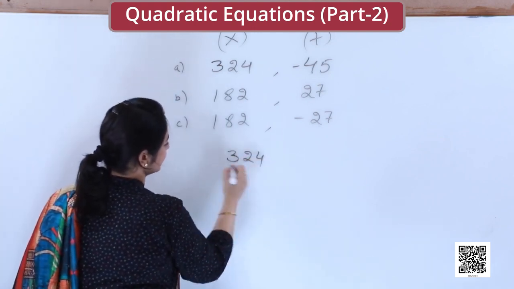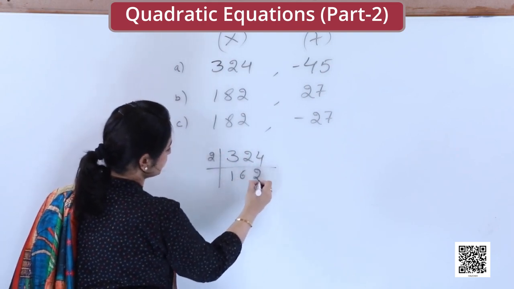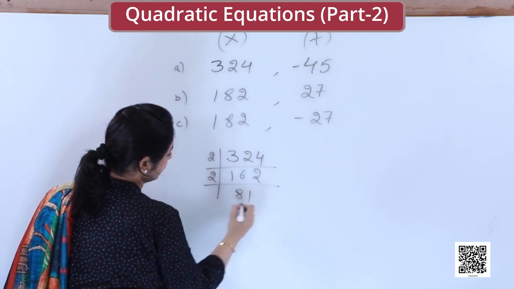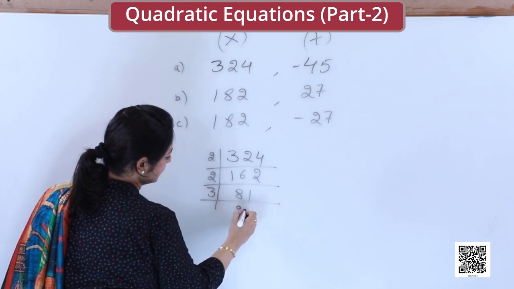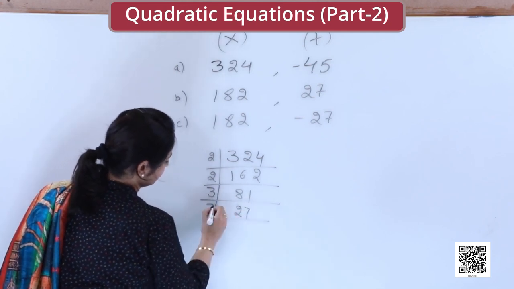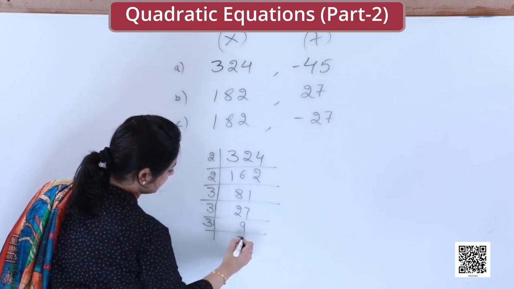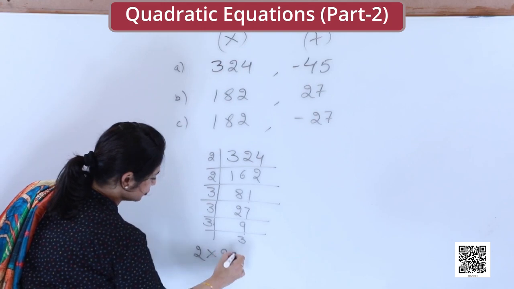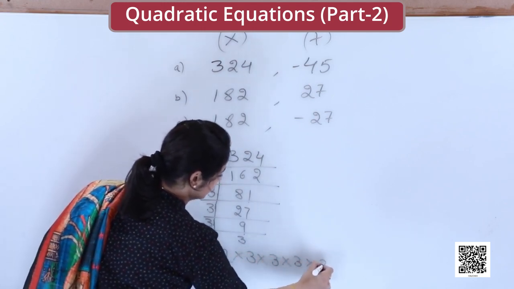So let's do it. Dividing it by 2, we will get 162 here. Then again dividing by 2, we will get 81. Now we'll divide it by 3 and get 27. 3 again, 9 here, and again 3, and we will get 3 here. So prime factors are 2 multiplied by 2, multiplied by 3, multiplied by 3, multiplied by 3, multiplied by 3.